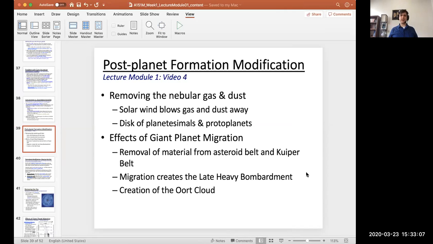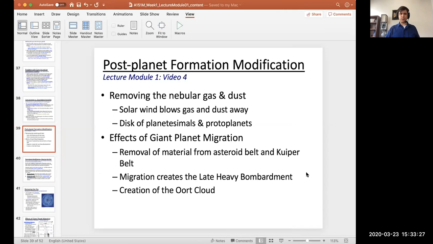So, post-planet formation modification. What are we going to do first? We're going to clean up. Formation is a messy process, and we've left behind a mess. We still have nebular gas and dust to get rid of. Cleaning up the gas and dust is pretty easy. We just need to take the proto-sun and make it the sun. No biggie, just turn a star on, right?